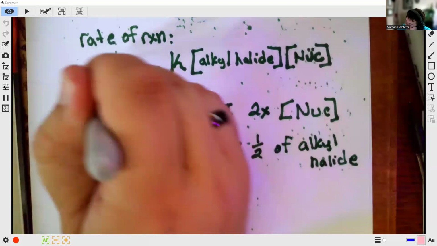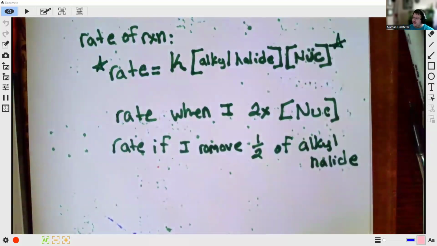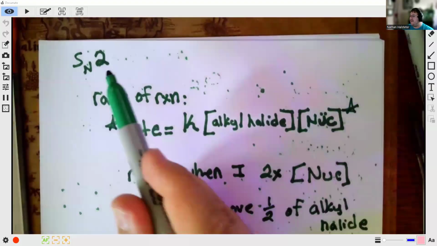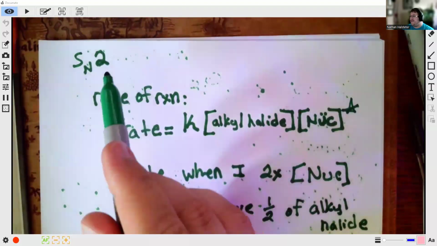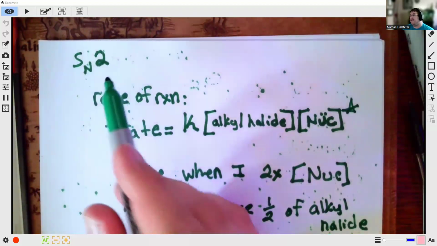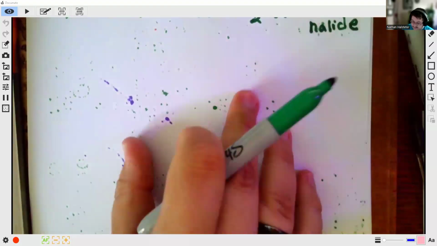But knowing this is something I would expect you to know. And again, you are given this because there's only two things in the reaction, your alkyl halide and your nucleophile. In SN2, the rate depends on two things, both of them. So now let's look at our energy diagram for this reaction.